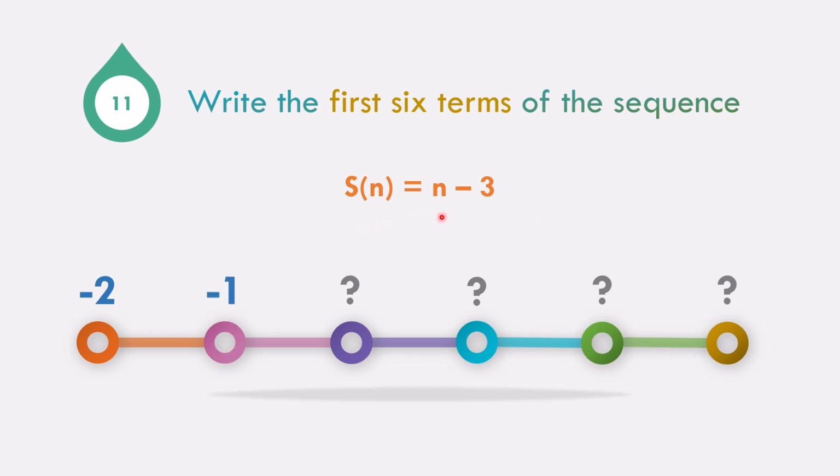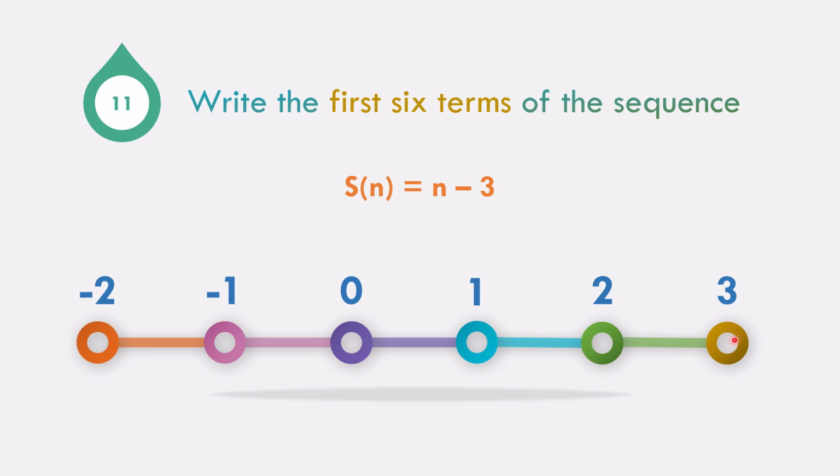So after 2 is 3. 3 minus 3 is 0. Next to 3 is 4. 4 minus 3 is equal to 1. Next to 4 is 5. 5 minus 3 is equal to 2. And then 6 minus 3, the answer is equal to 3.